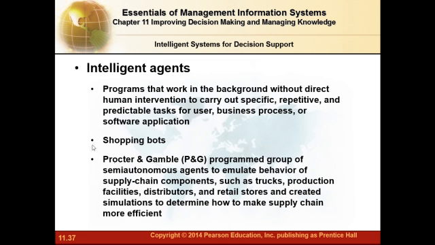As an example of agent-based modeling, Procter and Gamble use agent-based modeling to improve coordination among supply chain members. P&G programmed a group of semi-autonomous agents to emulate behavior of supply chain components such as trucks, production facilities, distributors and retail stores, and created a simulation to determine how to make the supply chain more efficient.